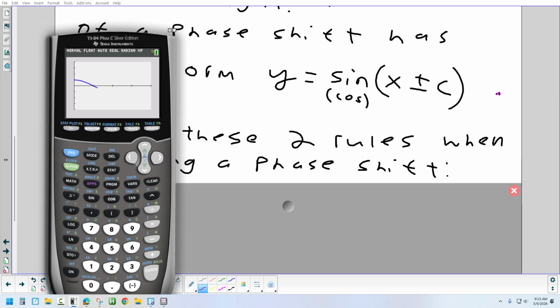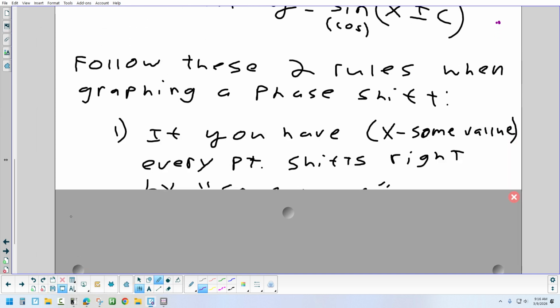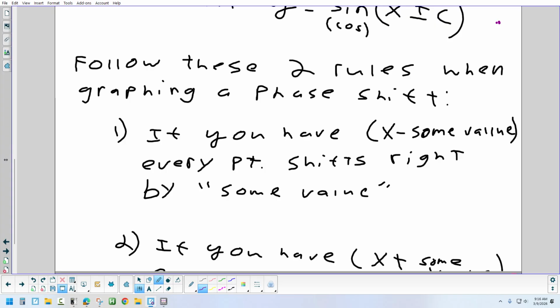Okay, so here's the original. If it moves right, then the red one would be a little bit to the right of it. It moved left. All right, so now if you look, the red one is to the left of the blue one. So it took that blue one and moved it left a little bit. So the rule is when you see addition inside the parentheses, addition will move it left. Subtraction would move it right.